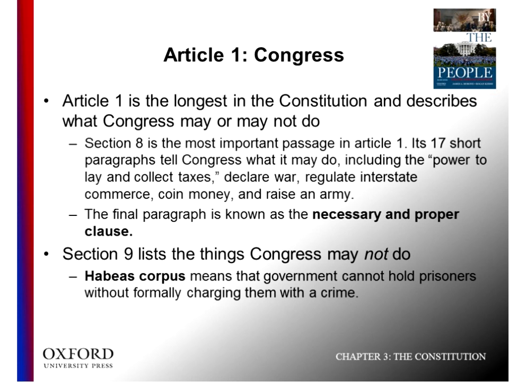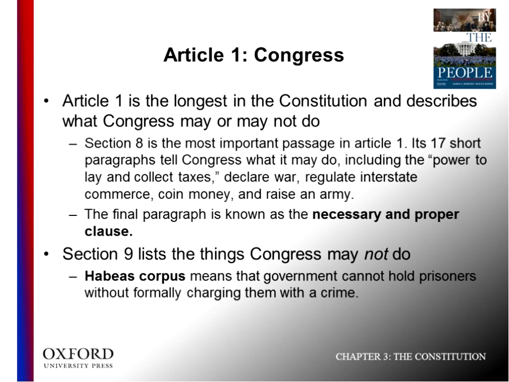Now, to go quickly through the Constitution itself, Article 1 has to do with Congress, and Article 1 is the longest in the Constitution and describes what Congress may or may not do. Section 8 is probably the most important passage in Article 1. It's got 17 short paragraphs, and it tells Congress what it may and may not do. It's called enumerated powers, written down powers. This includes the power to lay and collect taxes, declare war, regulate interstate commerce, coin money, and raise an army.